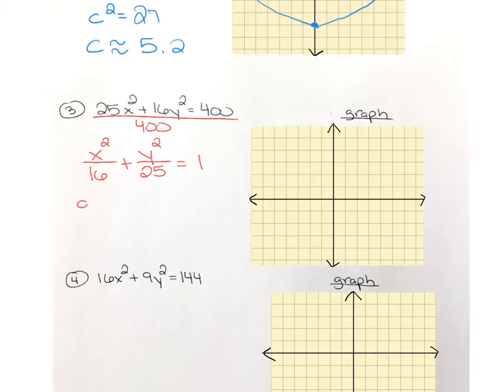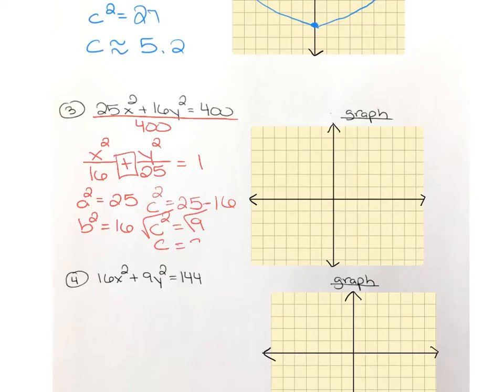So my a squared is always going to be my larger number, so that's going to be 25. My b squared is going to be the smaller one, so that's going to be 16. And then I need to find my c. So I've got c squared is equal to 25 minus, because if this is an addition sign, then this is going to be minus my b, which is 16. So I'm going to get c squared is equal to 25 minus 16, which is going to give me 9, and then I'm going to square root both sides. So c is going to give me 3.